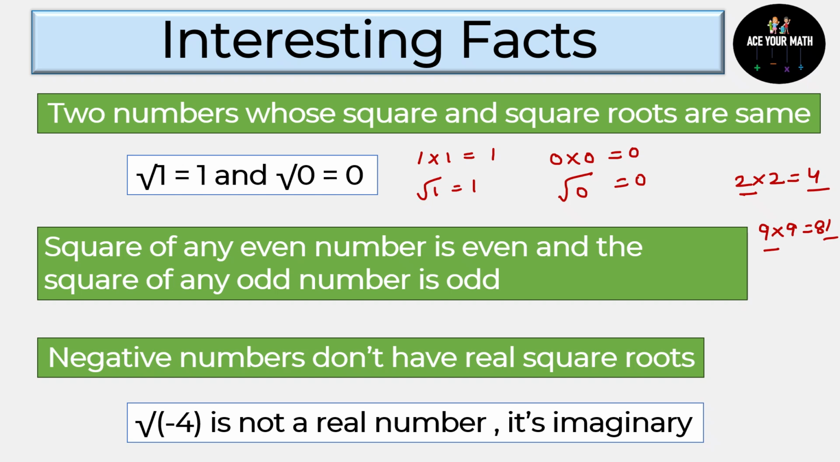Next thing is negative numbers don't have real square roots. When you find the square root of minus 4, you will get the answer as an imaginary number. That you will see in your higher standards, how to find the square root of negative numbers.